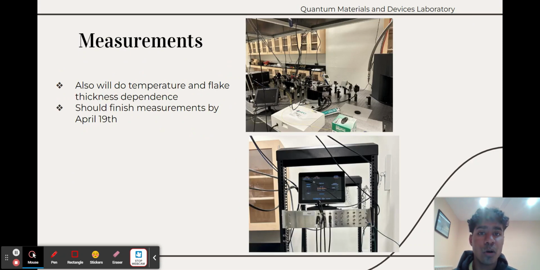On our optics table, we also do have access to a cryostat, so we plan on doing temperature dependence measurements. This cryostat goes down to about 3 Kelvin, and this is just to see how a change in temperature would affect the doping of our sample. And we plan on finishing all our measurements by April 19th.